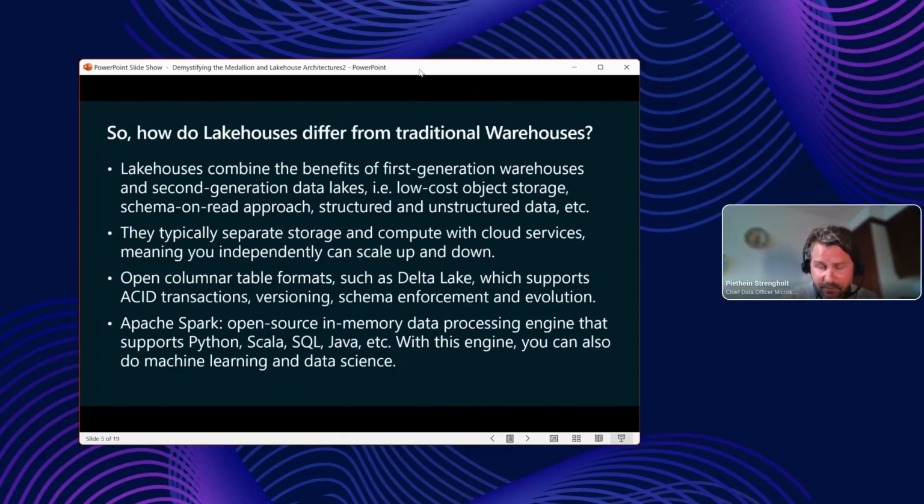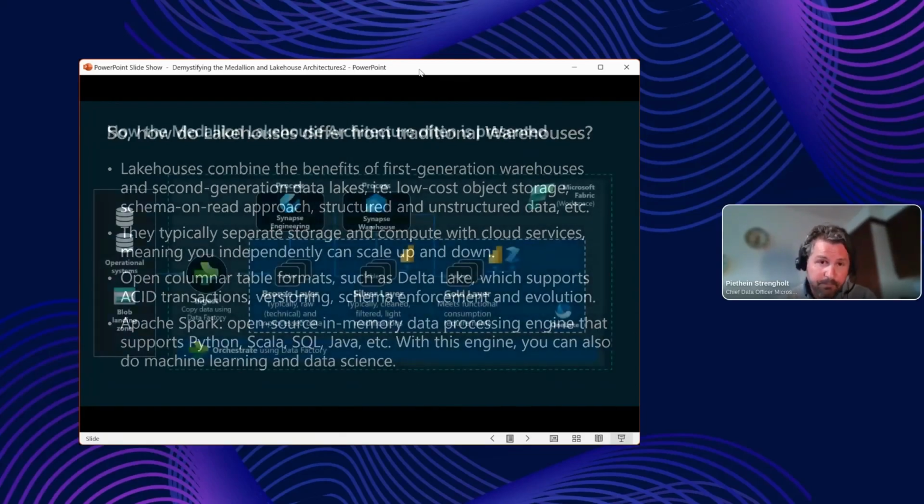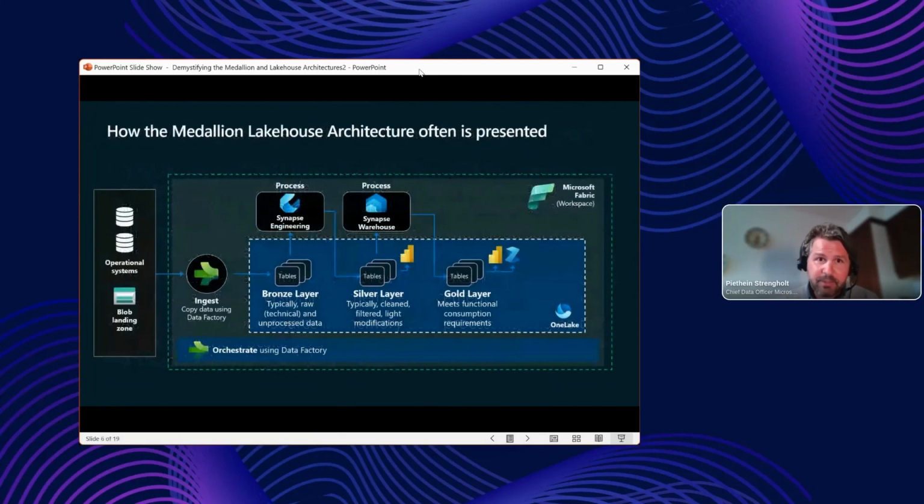second generation data lakes. So when I talk to customers, this is typically how the Medallion architecture is presented to customers. On the left, very similar to data warehouses, we have the source systems. We ingest the data first in a bronze layer. This could be our staging layer. Then from there onwards, we bring it to the silver layer, gold layer, and then we start consuming that data. We need to orchestrate all of that.